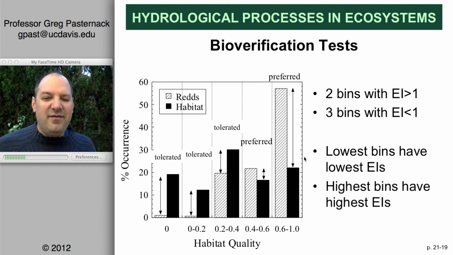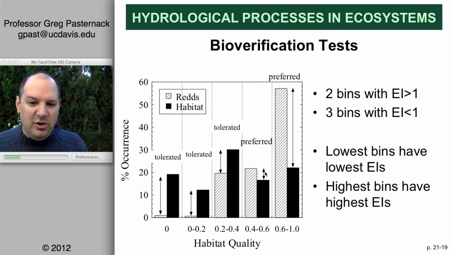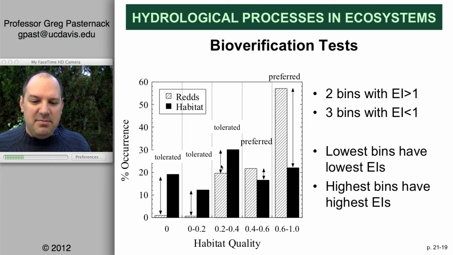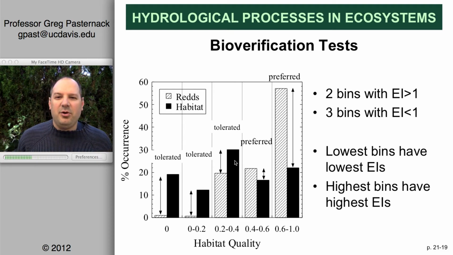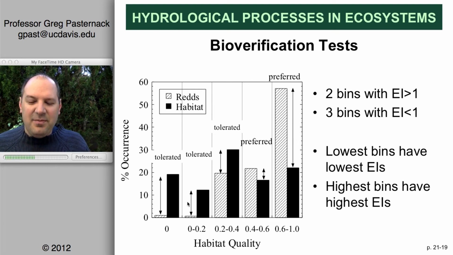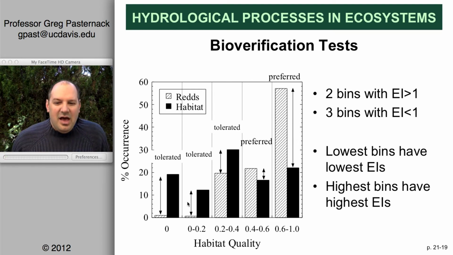So that's a very, very strong preference. You look at the next step down here in habitat quality, and we do have a preference, but it's only a little bit bigger than 1. Then we look at this 0.2 to 0.4 bin. We see that we actually have fewer organisms than available space for those organisms, which means that they're slightly avoiding those. And then by the time you get down here to the bottom, I would really have to say that these are avoided.